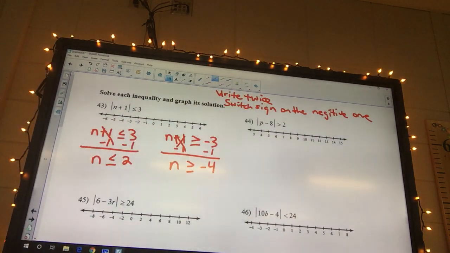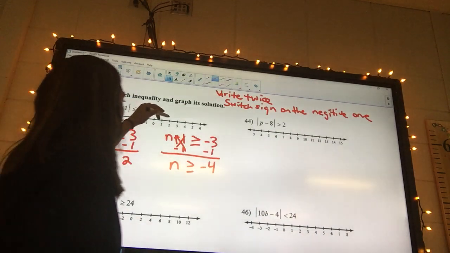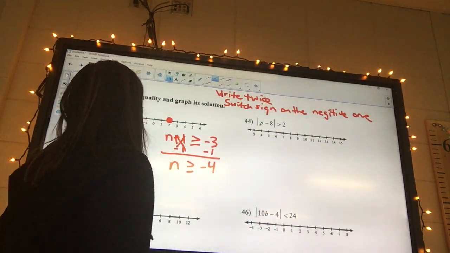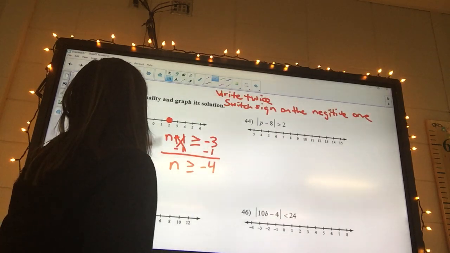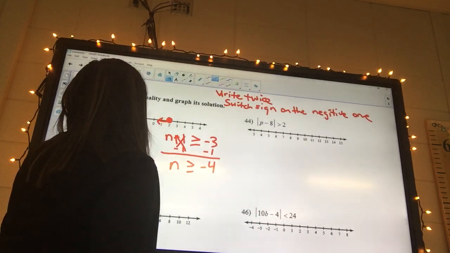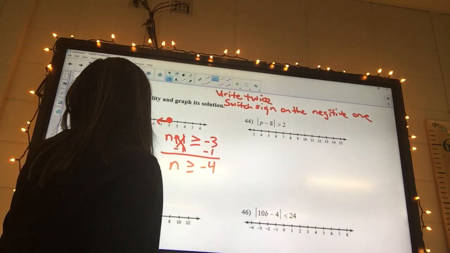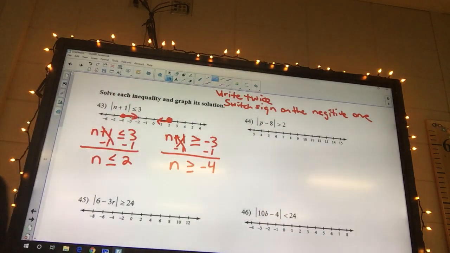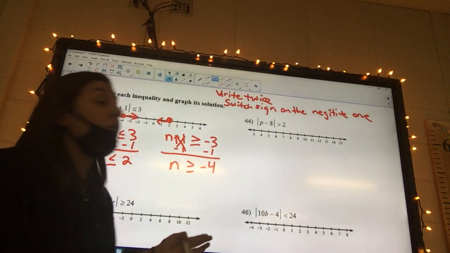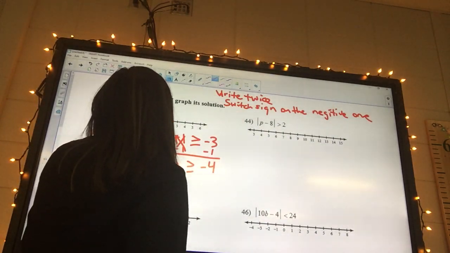And then we go ahead and graph it. So, 2 should be closed and pointed towards where? The left. And the negative 4 should be closed and pointed towards the right. Does this look like an and or an or? And. It is an and. I forgot to put ands and ors on here, so I just now realized.